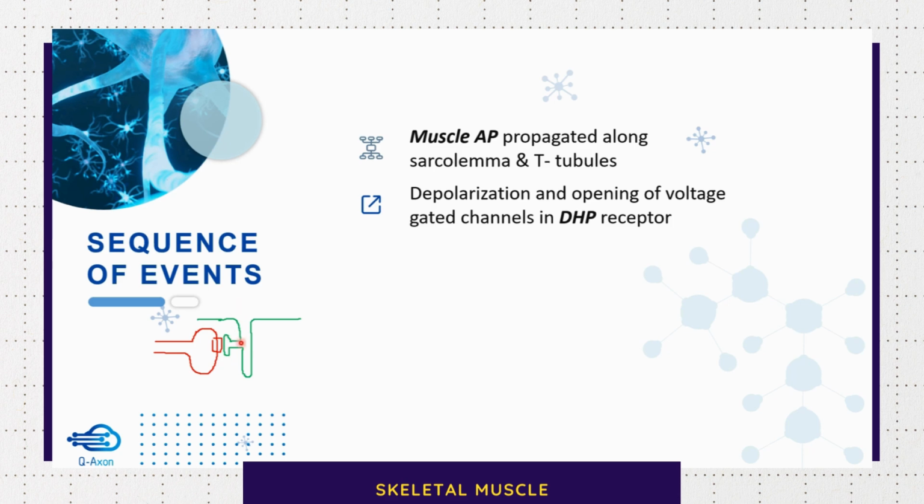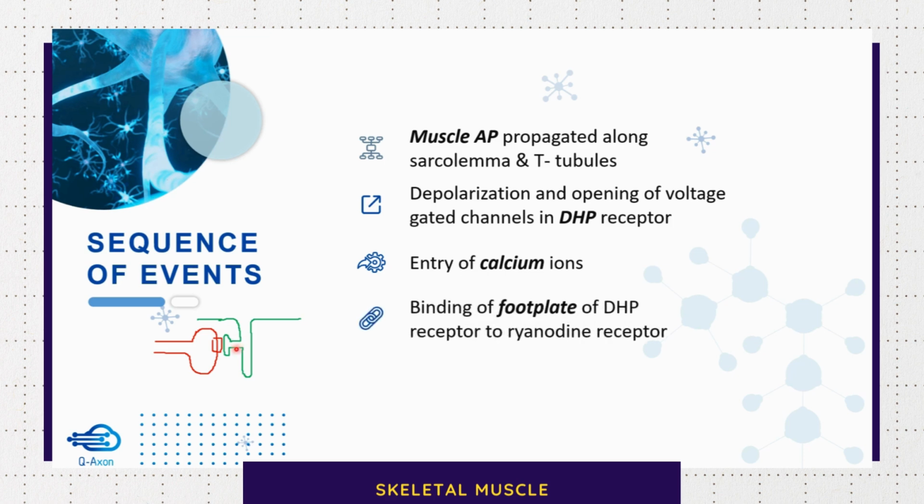Now this leads to activation of the DHP receptor. So when the muscle action potential reaches the DHP receptor, which is a voltage gated calcium channel, there is opening of these channels leading to entry of calcium ions here. Now these calcium ions cause movement of the footplate of the DHP receptor to the ryanodine receptor. So the DHP receptor now establishes contact with the ryanodine receptor, leading to a conformational change in the ryanodine receptor.